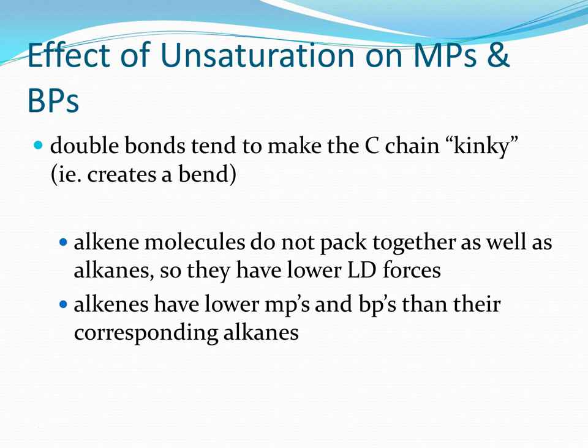Having unsaturation, or double bonds, can also impact the melting and boiling points. Any molecules with double bonds do not pack together well, and so they have lower London dispersion forces than alkanes. This results in lower melting and boiling points in alkenes than alkanes.